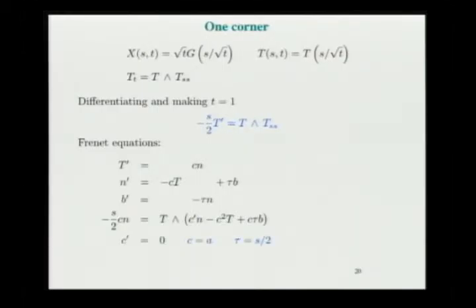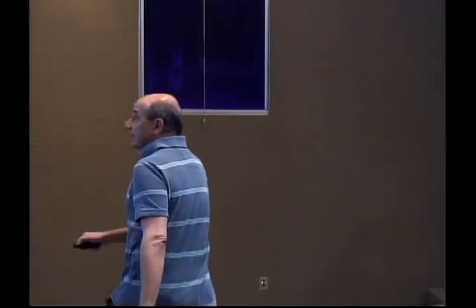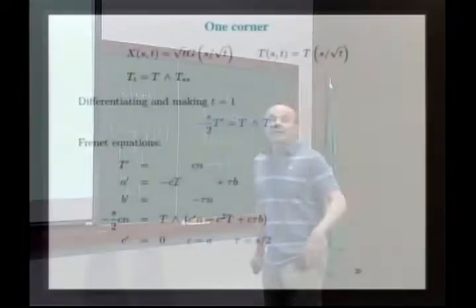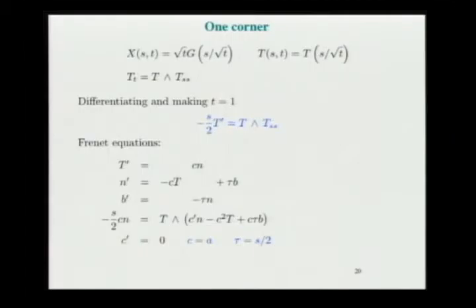The corresponding G that gives you the self-similar profile is characterized by the fact that the curvature has to be a constant, and the torsion has to be s over 2. So the one-parameter family of curves is given just by the curvature. Of course, the corner has only one parameter, which is just the angle. Right? So this is the free parameter you have to consider, up to translations in space and up to rotations, of course, because the equation is invariant under rotation.